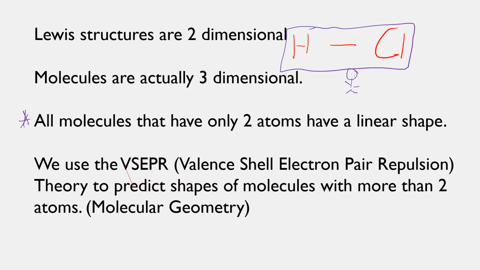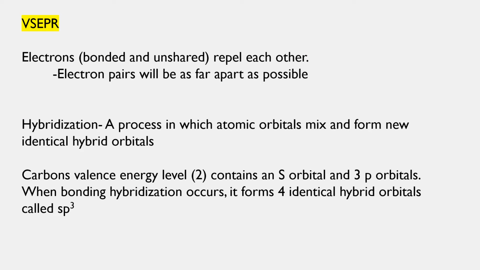VSEPR stands for valence shell electron pair repulsion. It's basically saying electrons repel each other. We know that. They're all negative, so they repel each other. We use this theory to predict the shapes of molecules with more than two atoms. That's our molecular geometry. Electrons, both bonded and unshared pairs, repel each other. The electron pairs will be as far apart as possible.